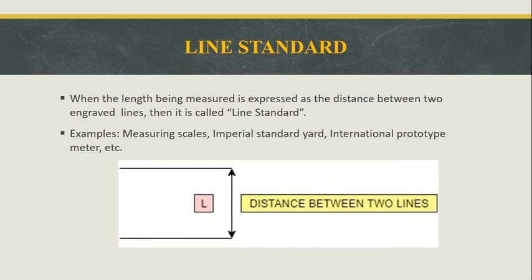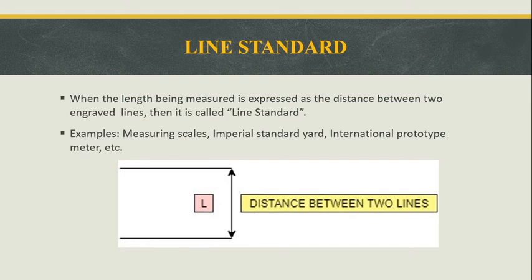When the length being measured is expressed as the distance between two engraved lines, then it is called line standard. The distance between two engraved lines is called line standard. Examples: measuring scales, imperial standard yard, international prototype meter, etc.